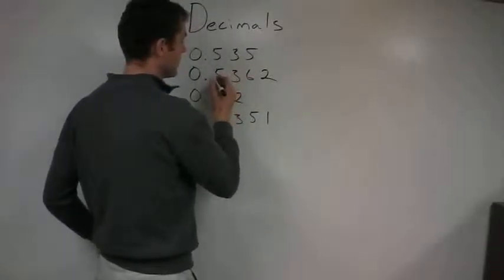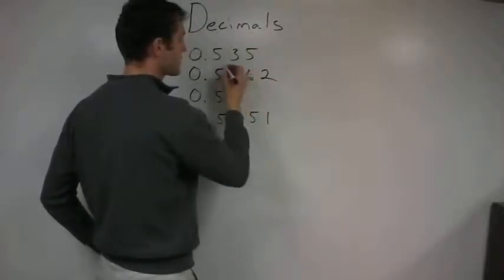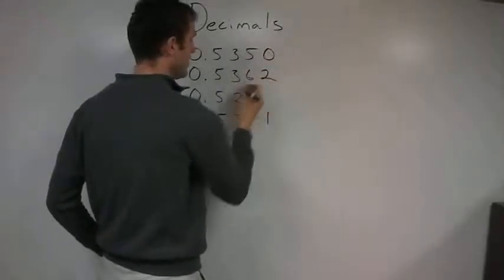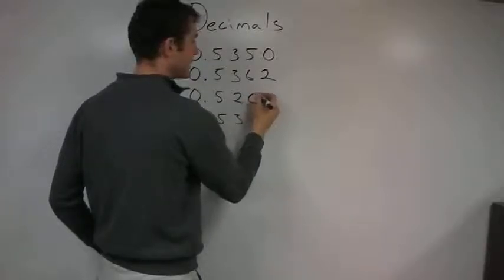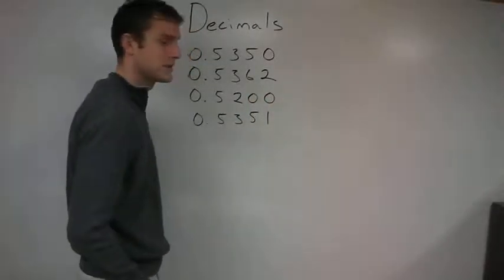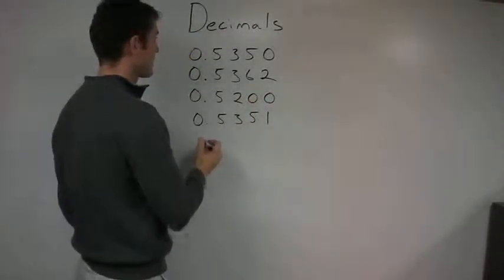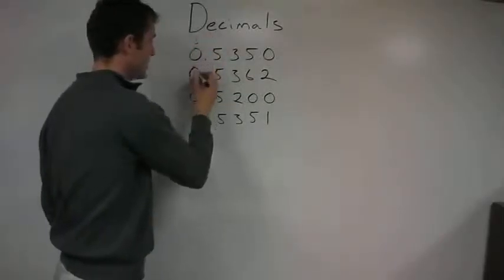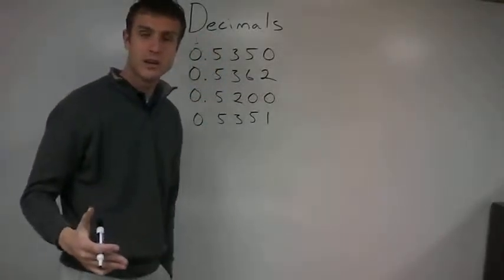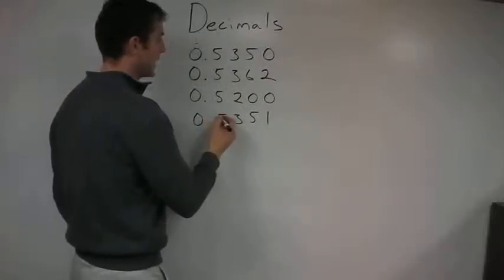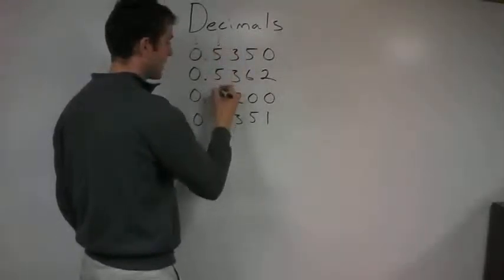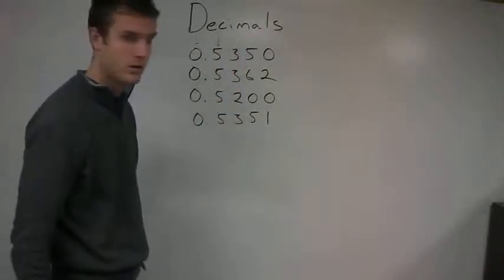So here, I notice the greatest ones have 4, so this one only has 3. I'm going to add a 0. This one only has 2 after the decimal, so I'm going to add 2 more zeros. So I'm going to start with the first place, which is 0. Notice they are all zeros, so they are equal in that sense. I go to the 10th place. Notice they are all 5, so they are still equal.